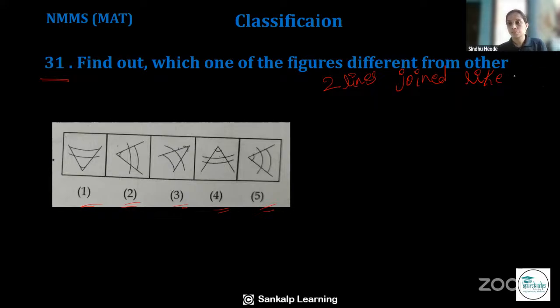Joined like V shape. This is common for all, but they face different directions. Neglect that. But the common thing is all the images contain two lines which are joined like a V shape. Okay, so see the inside image or inside lines.